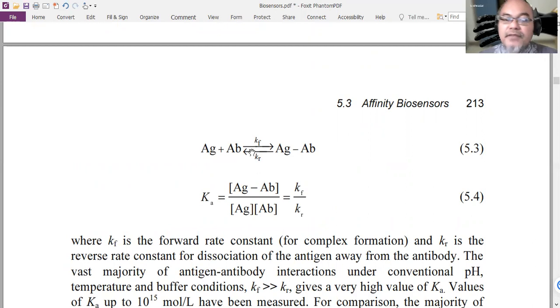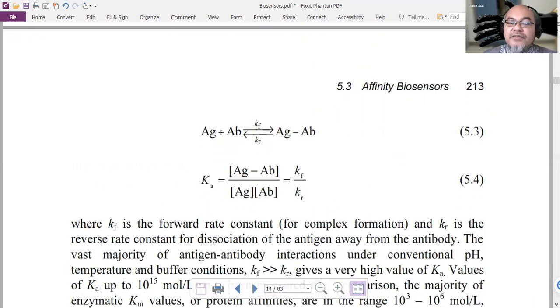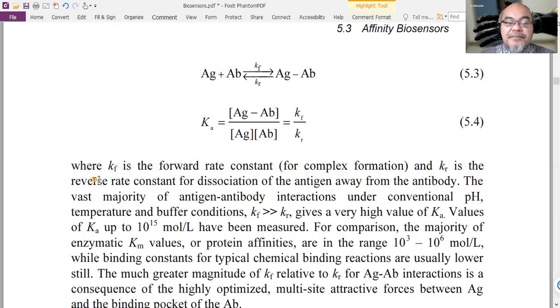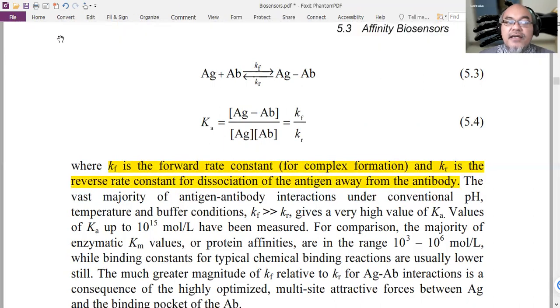The ratio between Kf and Kr here is the Ka, the association constant. Kf is the forward rate of the complex formation, and Kr is the reverse rate, the dissociation constant. So when Kf is much larger than Kr, we have a very high Ka, which means we have very strong, specific binding between the antibody and antigen.